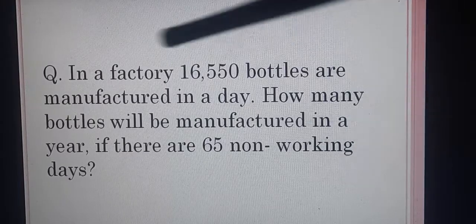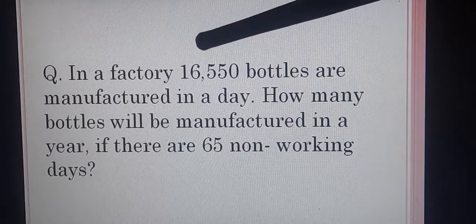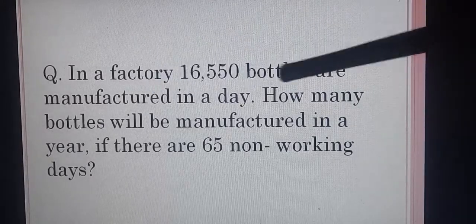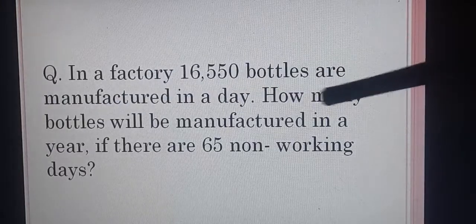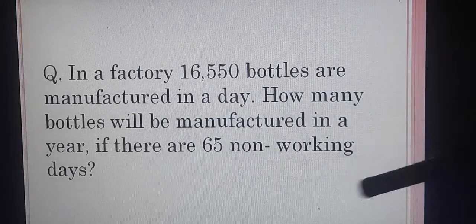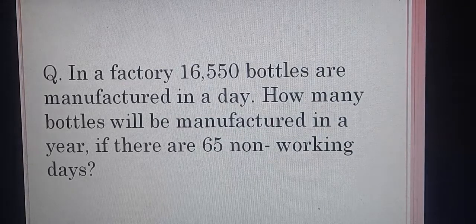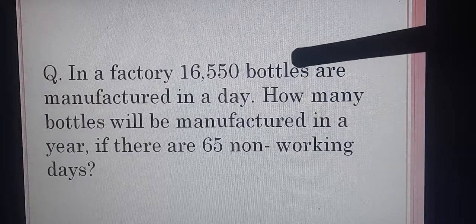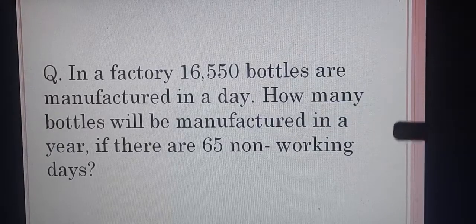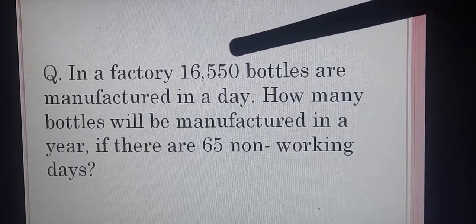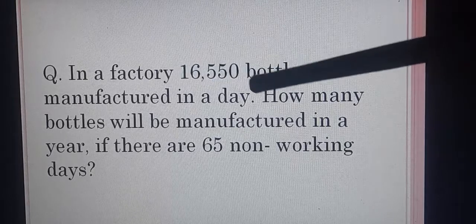Now next question. In a factory, 16,550 bottles are manufactured in a day. How many bottles will be manufactured in a year, if there are 65 non-working days? Beta, I have changed the digits. The question is a practice question, that's why I have changed the digits. The question is given in your book, but the digits are changed now. In a factory, 16,550 bottles are manufactured in a day.